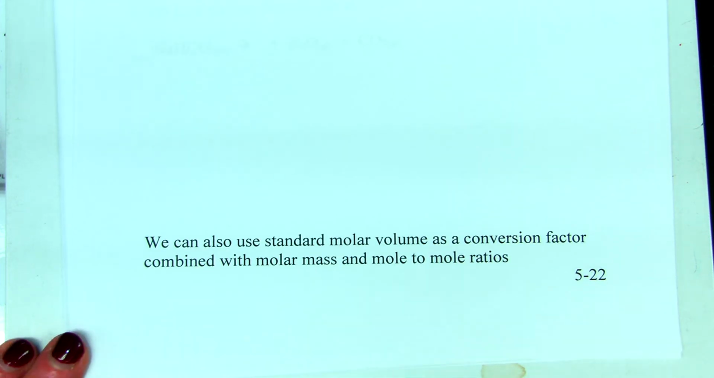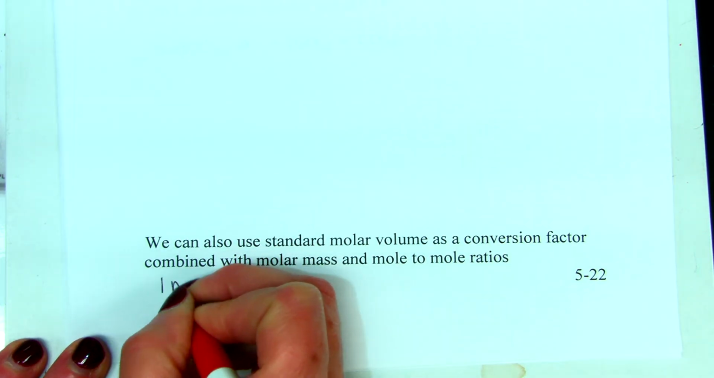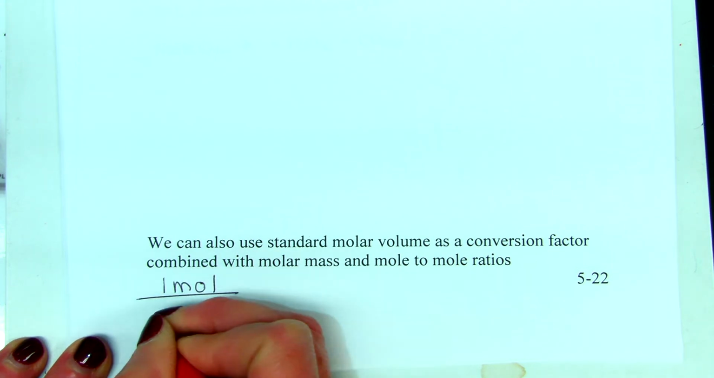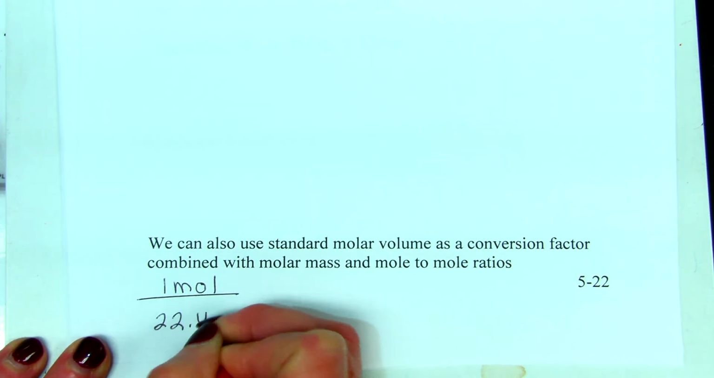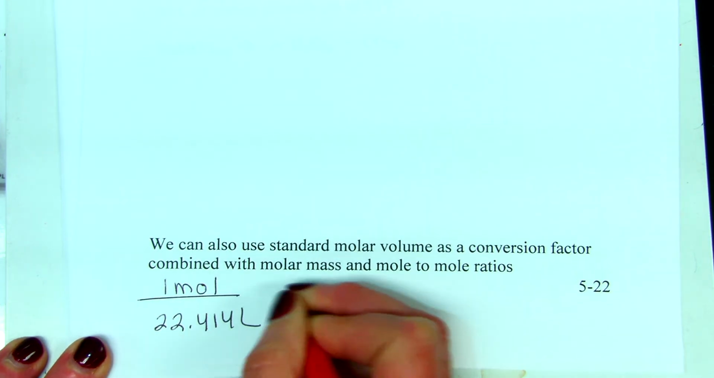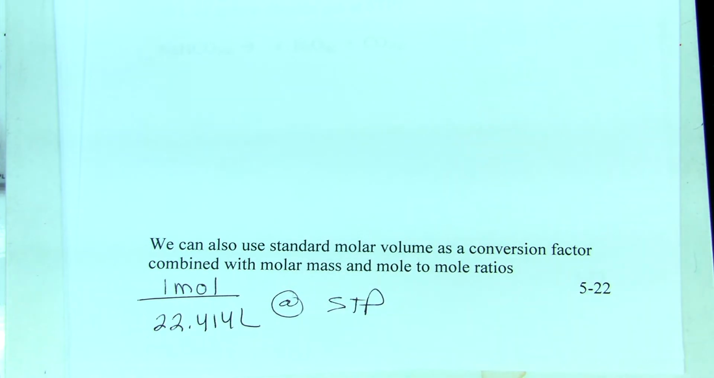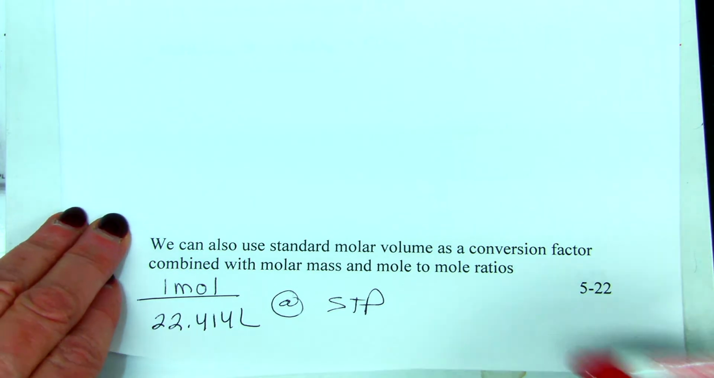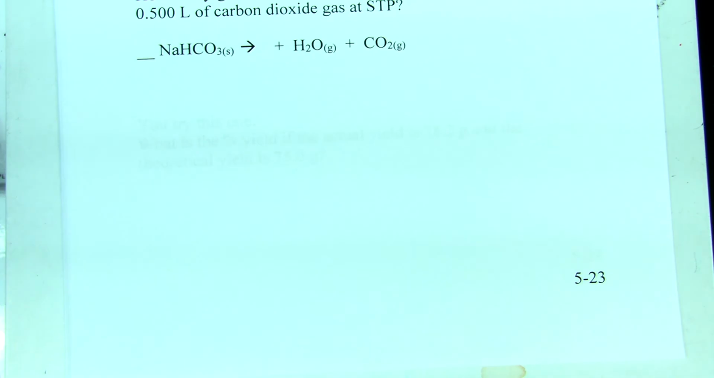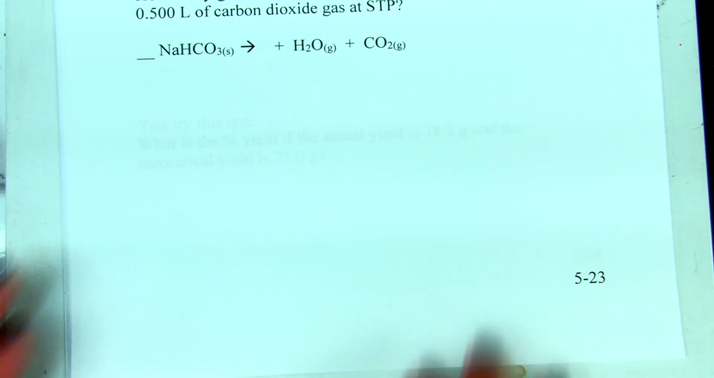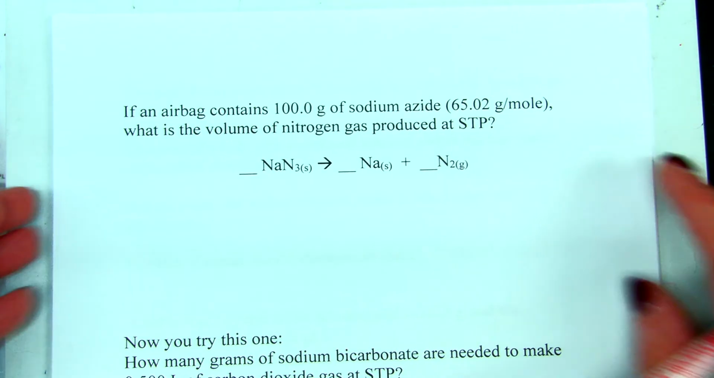So our standard molar volume, remember, is 1 mole of gas is 22.414 liters at STP. So this only works at STP. At other temperatures, we have different ratios that we'll talk about in the very last part of segment 5. But we can use this now to combine information when we're dealing with gas.